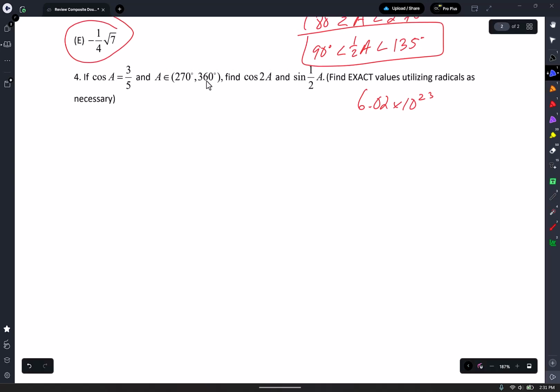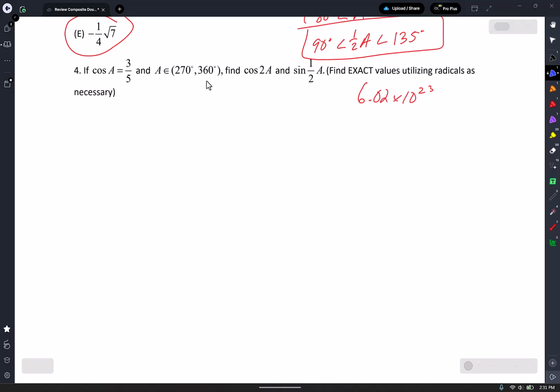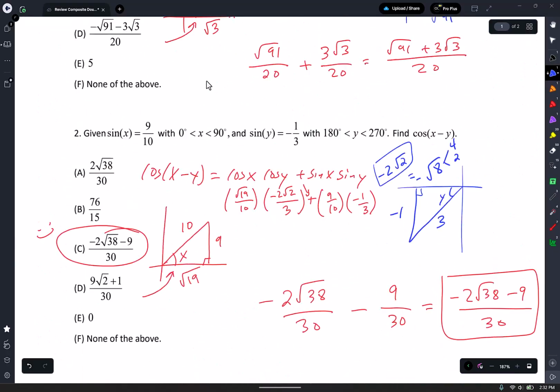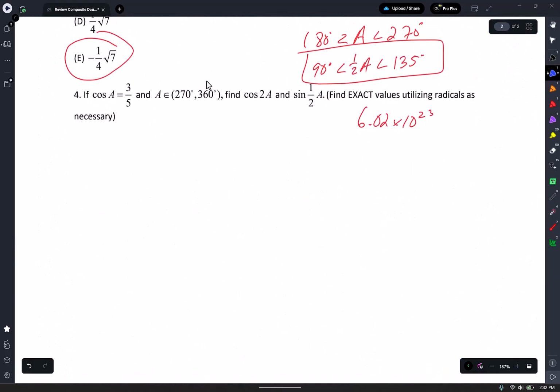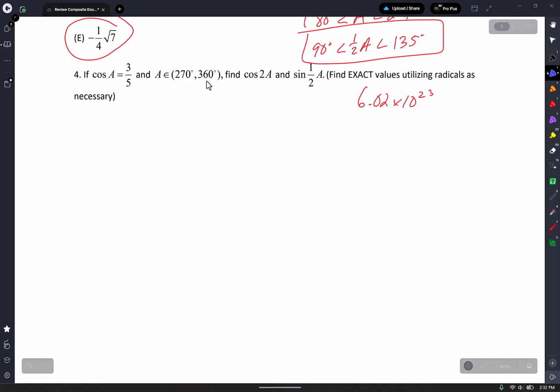All right, here we go. Cosine A is 3/5. Well, relative on Earth. Angle A is in quadrant 4, and they want cosine 2A and sine half A. Notice there's no A, B, C, D, E, because we saved the first 3 with multiple choices. Really, I was going to give you all free response, but, so there it is. There's one free response here.